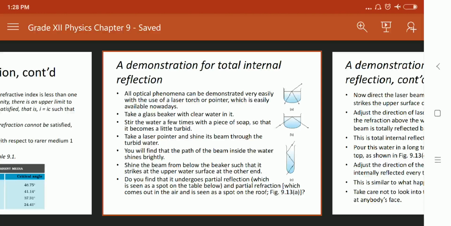Now take a laser pointer and shine its beam through the turbid water. We can find the path of the beam, that is, the path taken by the light beam in the turbid water.